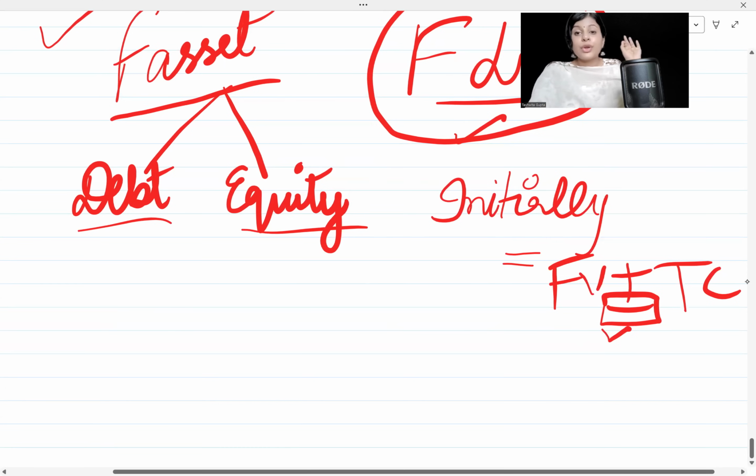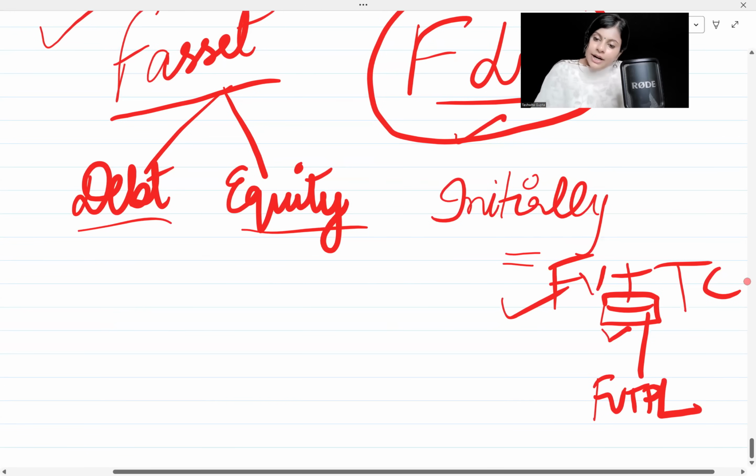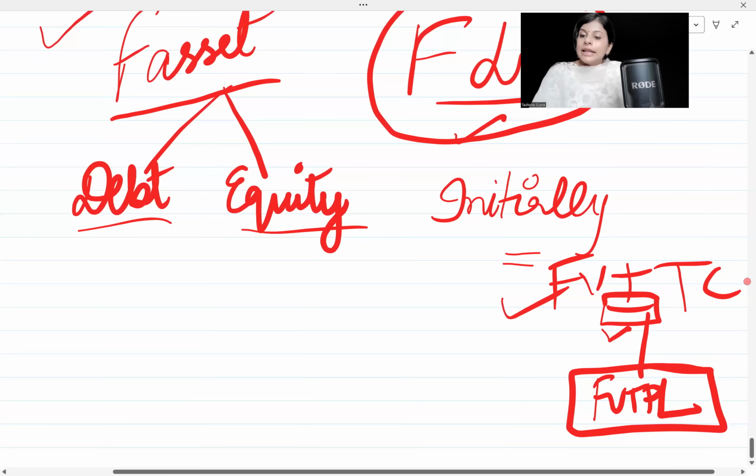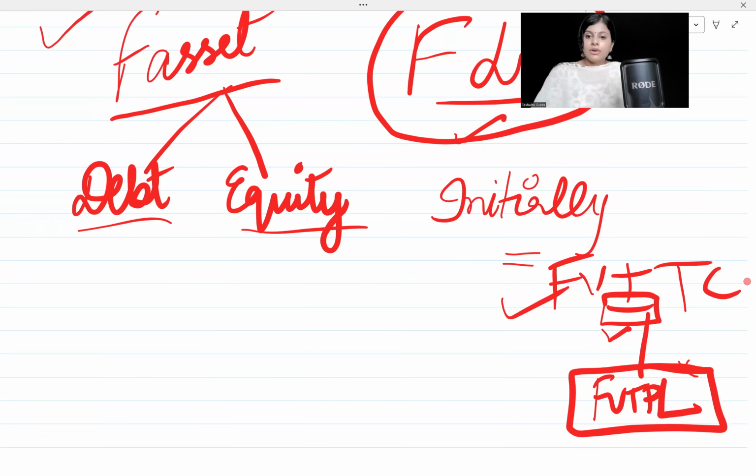Right? So initially, all my financial instruments are recorded at fair value plus minus transaction cost, unless the subsequent method is fair value through P&L. So subsequently, if that financial instrument is kept under fair value through P&L, then you do not capitalize the transaction cost, or else you do.